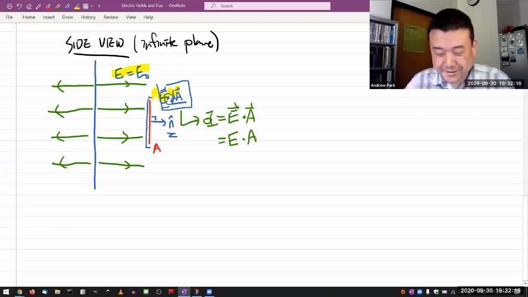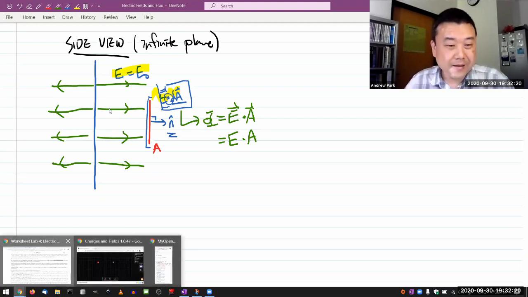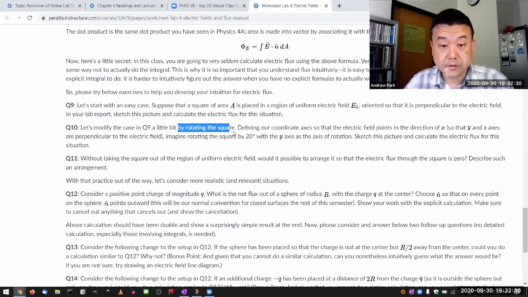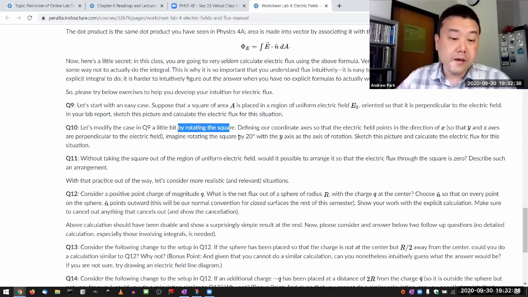I think the next question was a bit more substantial. Let me take a look. It says, yeah, and I said let's start with an easy case. It was easy. Let's modify the case by rotating the square, and define the coordinate axis. Do I want to? I don't think I have to define a coordinate axis, so I won't. So we can look at this picture here and see how that flux would change.